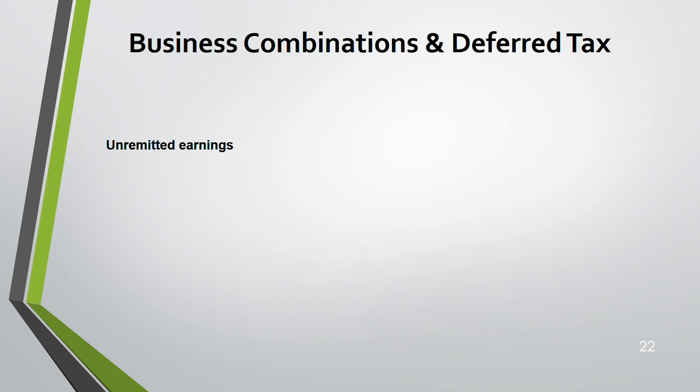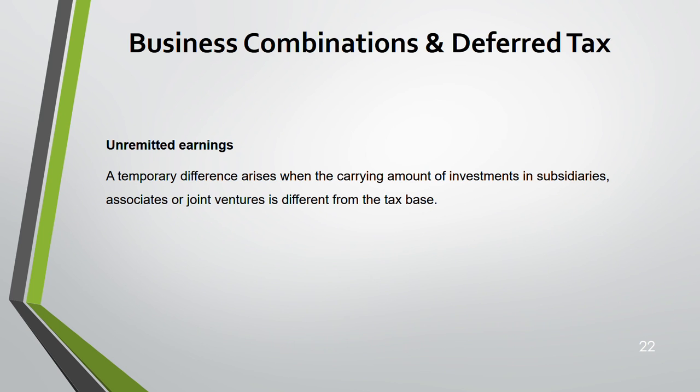The last issue is unremitted earnings. Remember, unrealized profit and unremitted earnings are two different things. A temporary difference arises when the carrying amount of investments, whether in a subsidiary, associate or joint venture, is different from the tax base. We have separate standards for each of these. Associates and joint ventures, IAS 28; subsidiaries we have, which we have not yet covered, but we are going to cover them. So for any investment in any of these, the carrying amount will be different from the tax base.